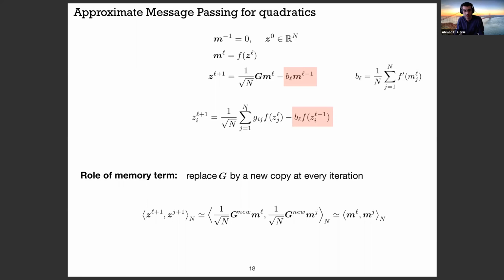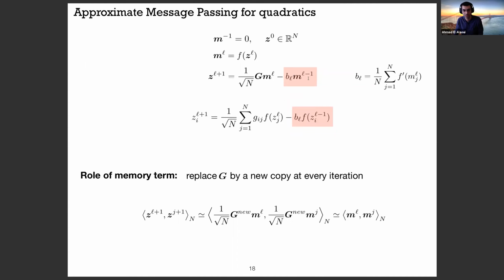Okay, so this looks like some kind of power iteration, but there is a memory term here, and it has a very important function. The role of this memory term is to replace G by a new copy at every iteration, essentially. If you didn't put that term in the iteration, then this ML will depend on the randomness of G, because that's how you computed it in previous iterations, right? So these two terms won't be independent. But the role of this memory term is to subtract the right amount of dependence so that at every iteration these two will act as if they were independent.